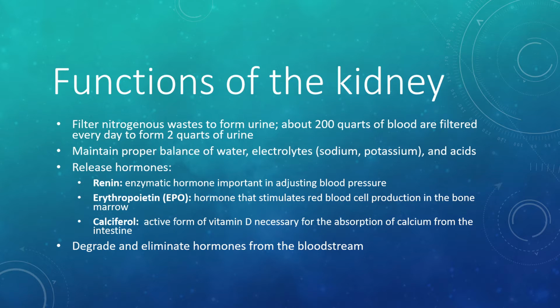The secondary function of the kidneys is to control the release of hormones into the bloodstream, specifically renin, an enzymatic hormone important in adjusting blood pressure; erythropoietin, a hormone that stimulates red blood cell production in the bone marrow; and calciferol, an active form of vitamin D necessary for the absorption of calcium from the intestines. Lastly, to degrade and eliminate hormones from the bloodstream.